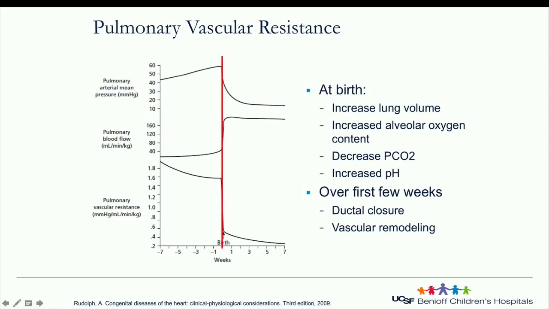As we know clinically, there is an initial dramatic decrease in PVR, but PVR continues to decline over the first 6 to 8 weeks of life. This is often when we see the clinical signs of ventricular level left-right shunts, and this occurs as the pulmonary vascular bed continues to remodel.